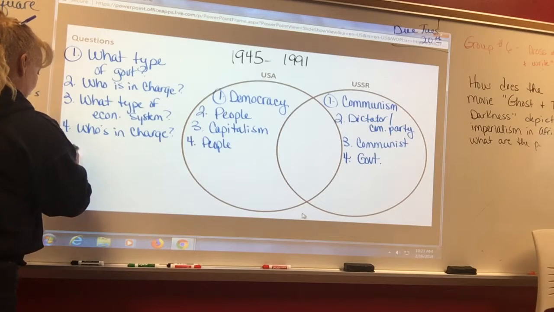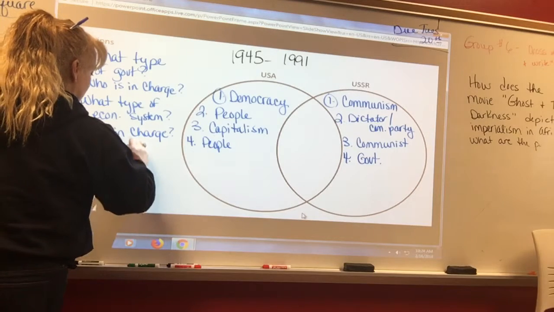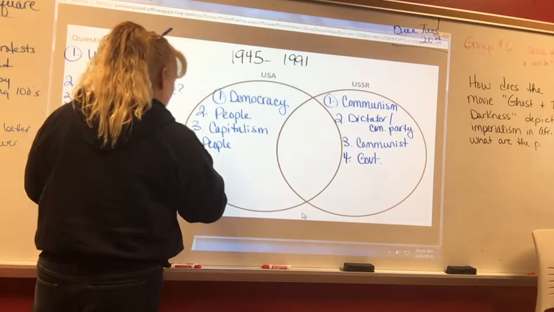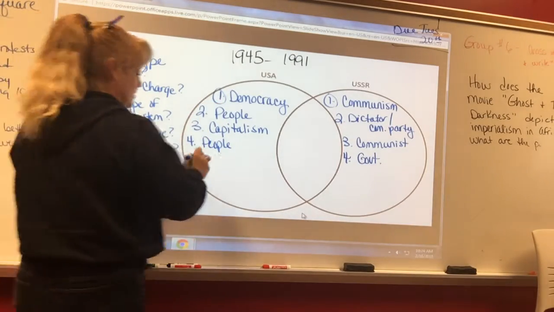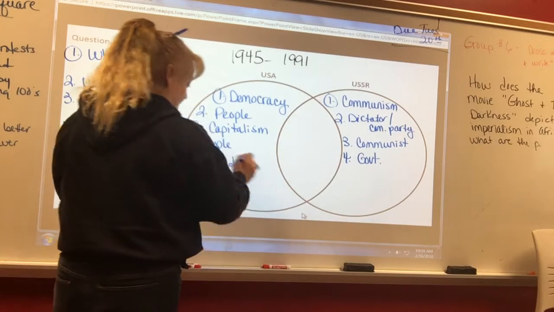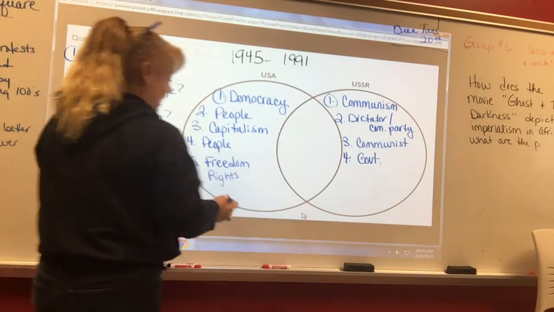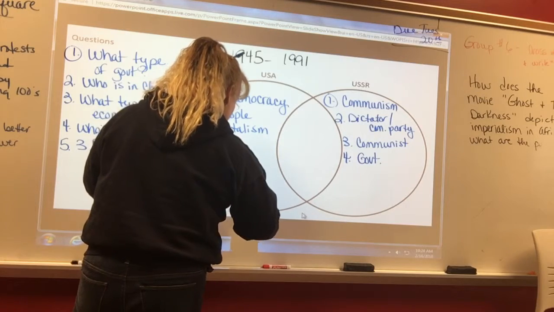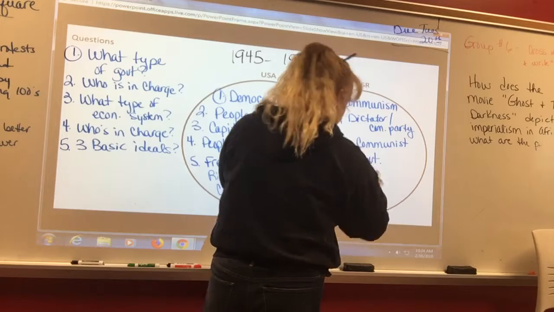And then number 5, let's talk about 3 basic ideals that each country has. So when we're looking at the United States and we're looking at people being in charge and people making their own decisions, we have lots of freedom. And our freedoms are guaranteed to us by our rights listed in the Constitution, and those rights allow us to have lots of choices.